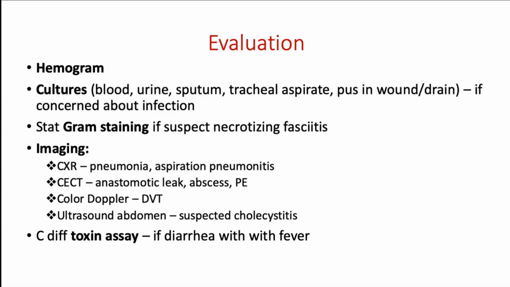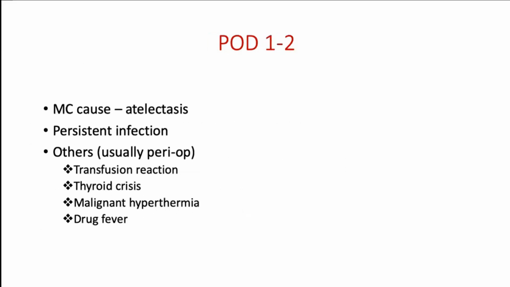And if we suspect a pulmonary embolism, then CT angio of the chest is important to look for the thrombus in pulmonary vessels. Then color Doppler, if we are suspecting a DVT; ultrasound, if we are suspecting cholecystitis or an intra-abdominal collection. Then C. diff toxin assay can be sent in a few patients if they are presenting with diarrhea with fever and we do not find any other substantial cause of fever in those patients. So all the evaluation should be guided by the initial examination and initial symptomology.